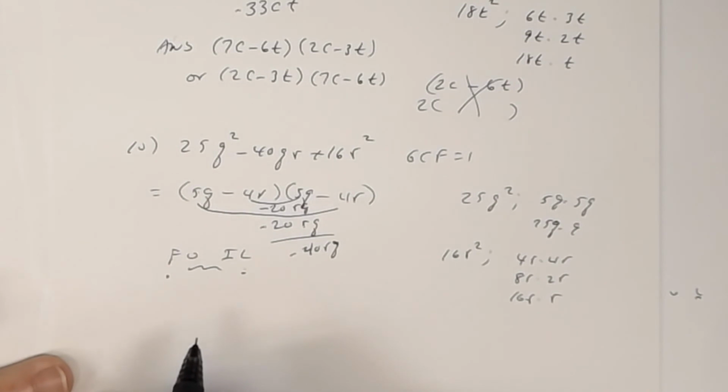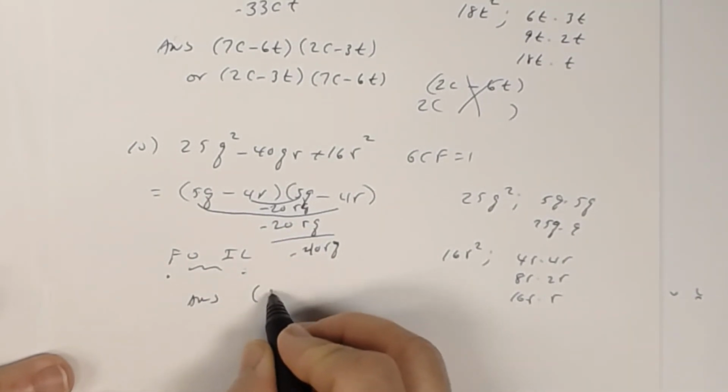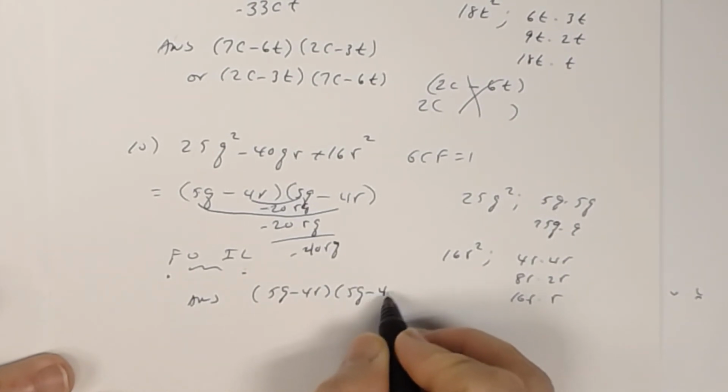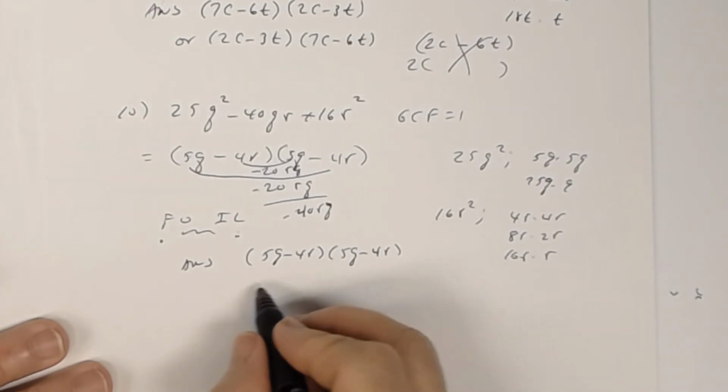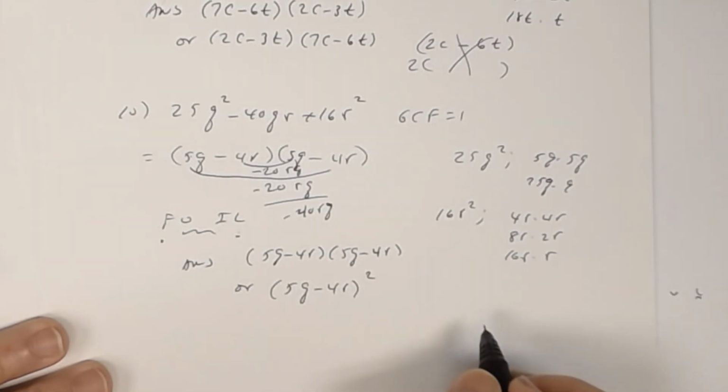All right. And so what I have here is correct. So the answer then will be 5q minus 4r times 5q minus 4r. Notice the factors are the same. So if you wanted to, you could have said 5q minus 4r squared.